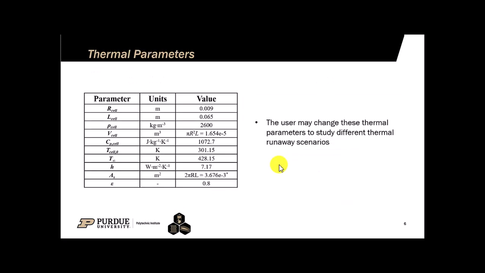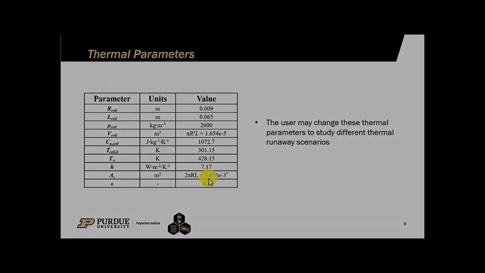The last part of this model is simply the thermal parameters, which you can see here. I'll make one note that the surface area used for convection and radiation is the outer cylindrical area, and we did not include the ends of the cylinder. Of course, they could be included if you wish to. In this case, it is assumed that the ends are insulated.